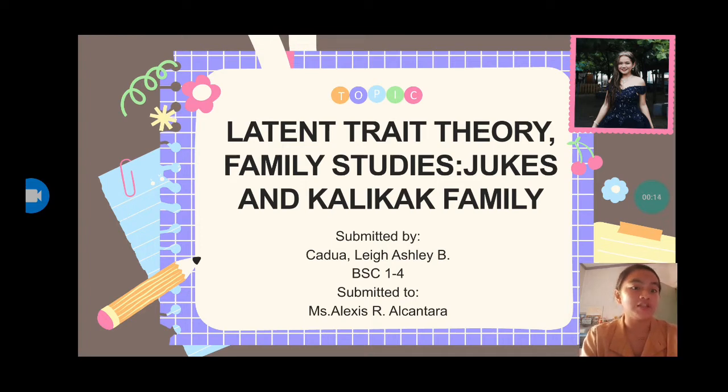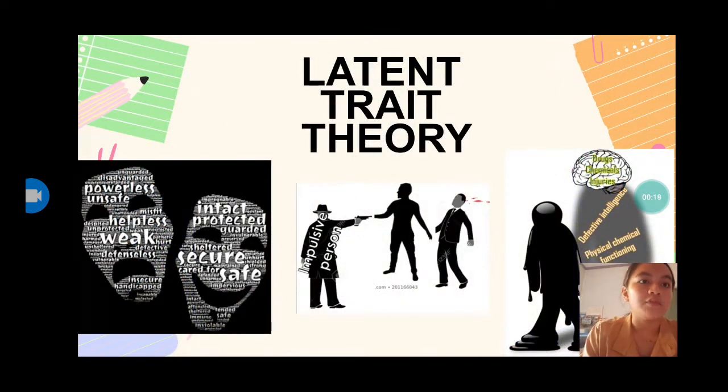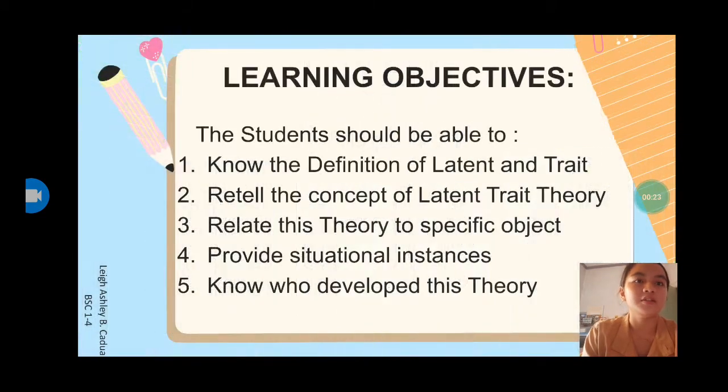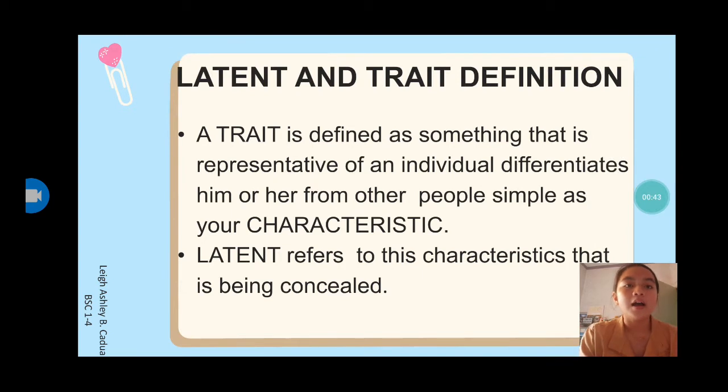Before I continue, let me introduce the learning objectives. Our first topic is latent trait theory. Students should be able to know the definition of latent trait, retell the concept of latent trait theory, relate this theory to specific objects and provide situational instances, and lastly, know who developed this theory.